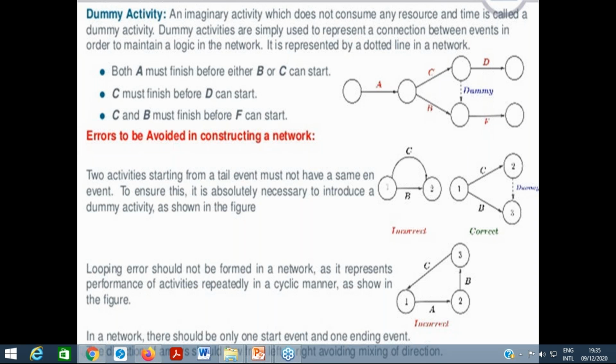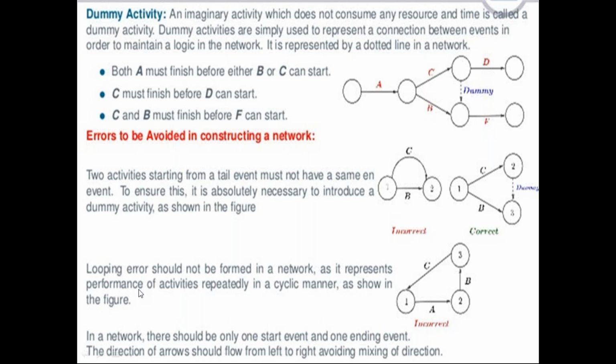So errors must be avoided in constructing a network. Two activities starting from a tail event must not have the same end event, so it is absolutely necessary to introduce a dummy activity as shown in the figure. Looping errors should not be formed in a network as they represent the performance of activities repeatedly in a cyclic manner. In a network, there should be only one start and one ending event. The direction of the arrows should flow from left to right, avoiding the mixing of direction.